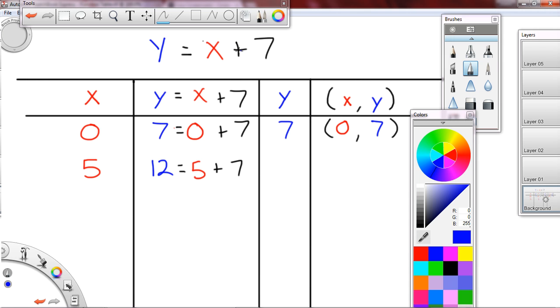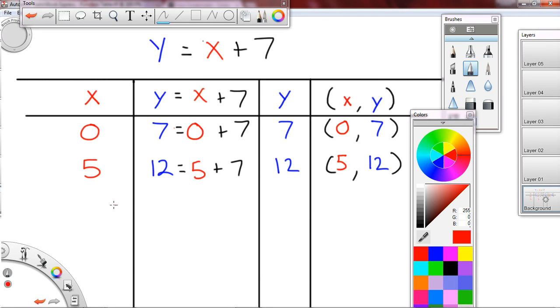Remember that y is always going to be 7 more than our x here. So you could probably just do this in your head. And then we're going to write our ordered pair. And what this ordered pair says is that when x equals 5, y equals 12. Okay? And we could plug in a bunch of different numbers.